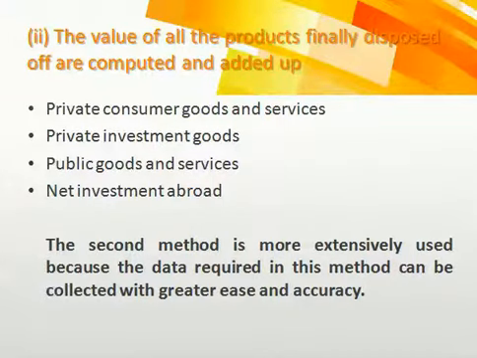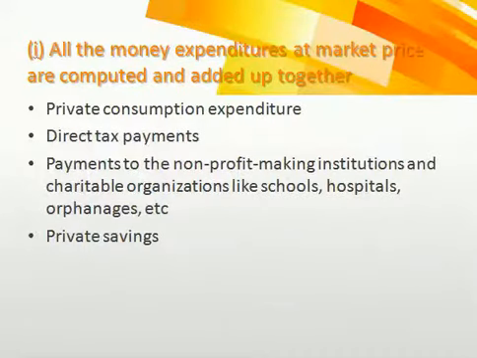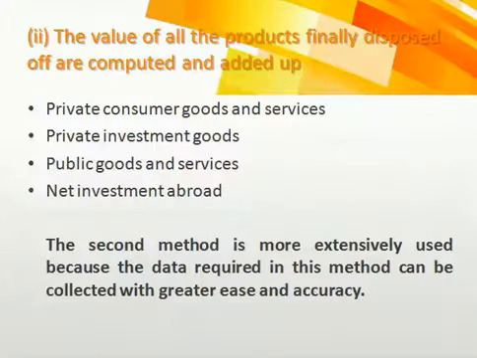The previous method, the expenditure method, is not that much used. This method is very difficult to find out, whereas it is quite easier to find out the value of the products and services. Okay, so these were the three methods in measurement of national income.